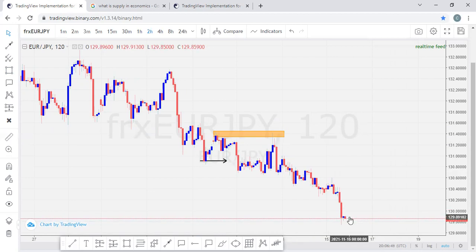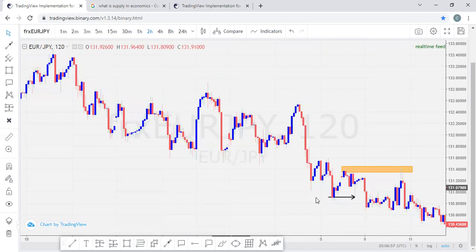So this is how to trade it. Look out for that supply zone that broke to the downside, or the demand that broke to the upside, right? And you can simply take your trade there in line with other confluences, right?